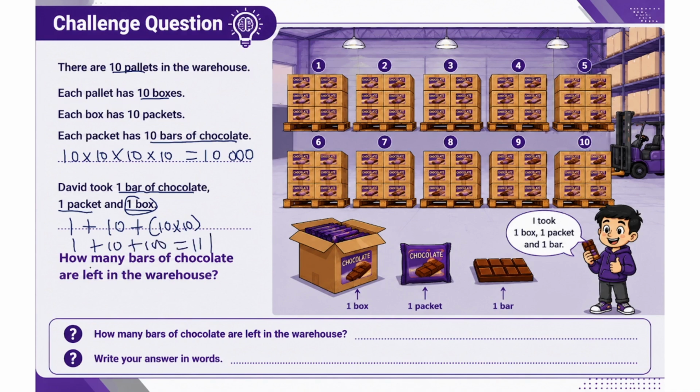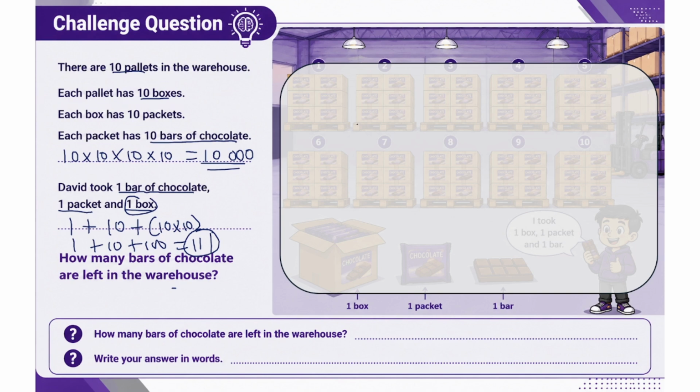But the question says, how many bars of chocolate are left in the warehouse? We have to calculate that. We have to subtract 111 from 10,000. How do we do that? So we can say we have our 10,000, write our numbers nicely, and then we have 111 like that.